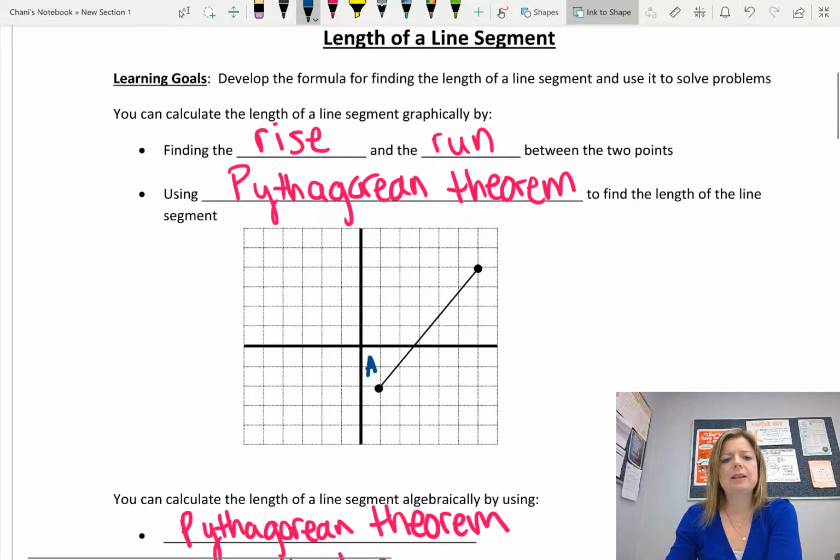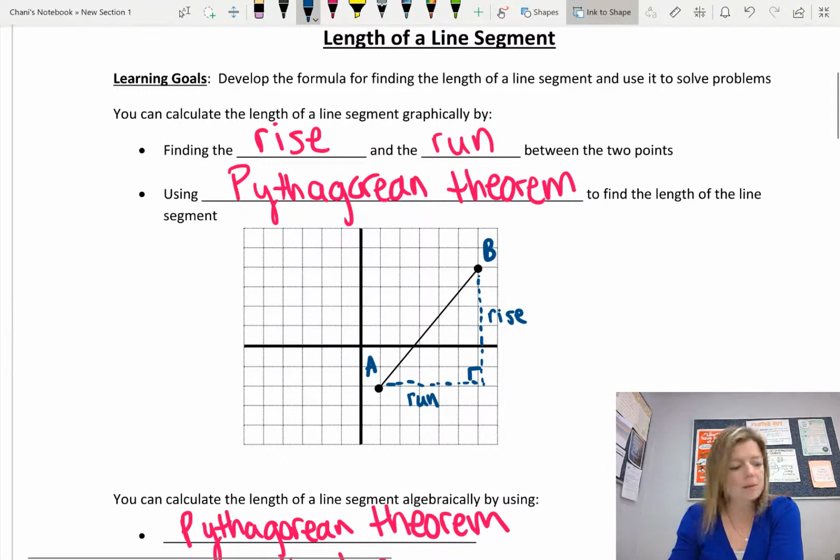Okay, so if you take any two points, we're just going to call them A and B, and connect them with a line segment. You can use this as the hypotenuse of a right angle triangle. So just like when we learned slope, we can create a right angle triangle beautifully. So this is our run, and this is our rise.